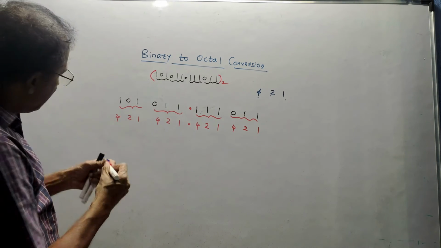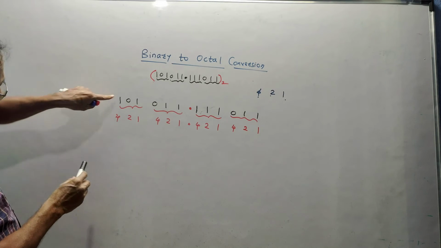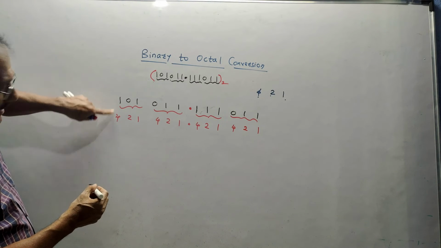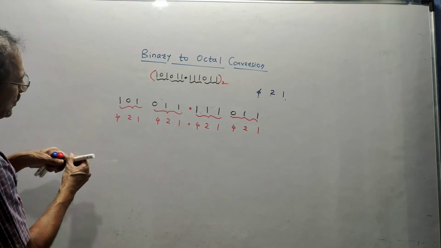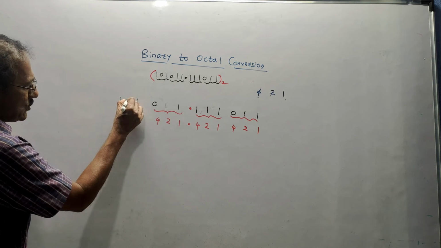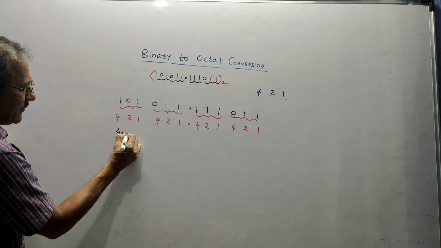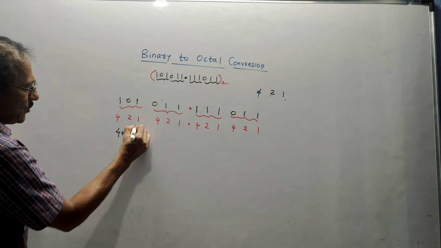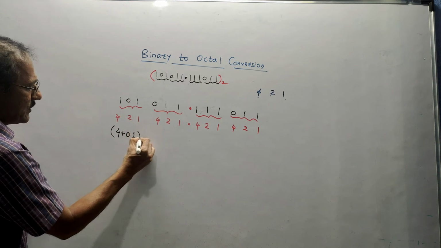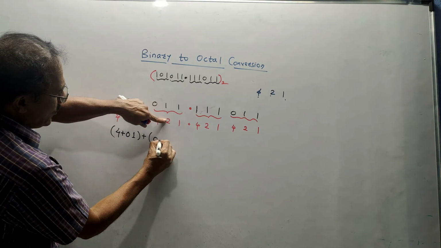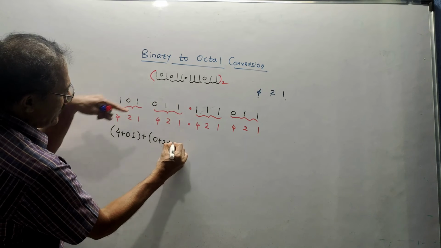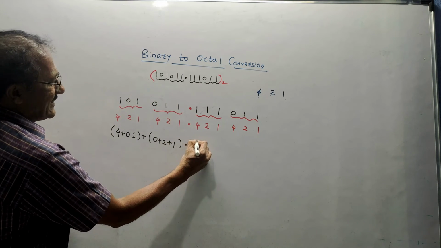Now the remaining part is very easy. Multiply every bit by the corresponding multiplying factors. For example, 1 into 4, so this answer is 4. 0 into 2 is 0. So I will write 4 plus 0. 1 into 1 is 1. This is answer of first part. Plus 0 into 4 is 0. 1 into 2 is 2. 1 into 1 is 1. Decimal point as it is.